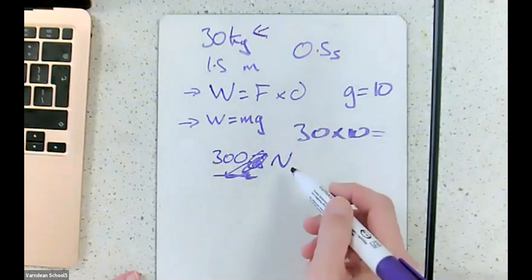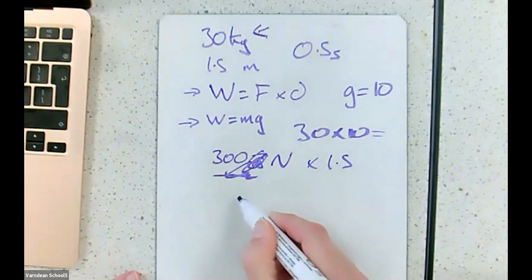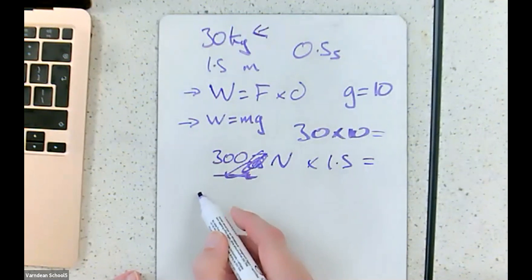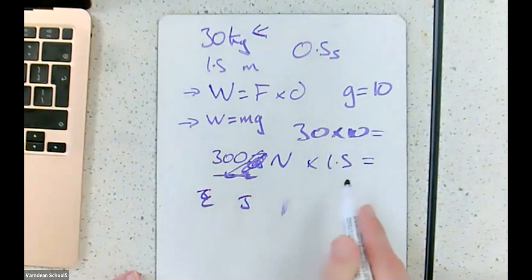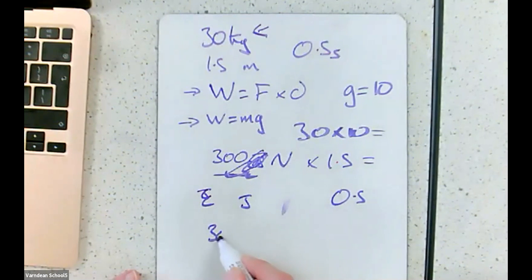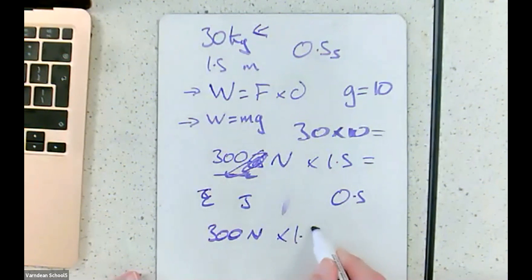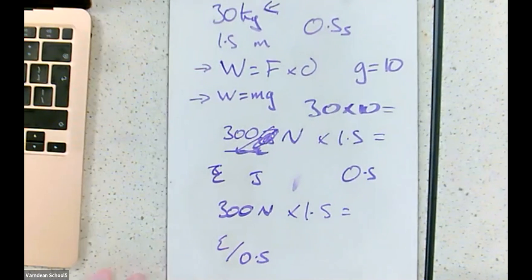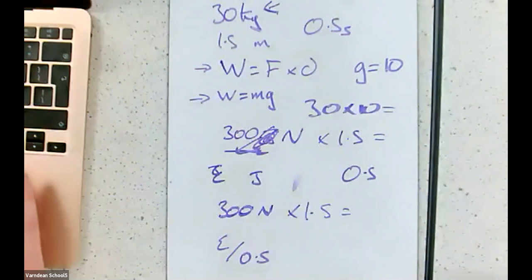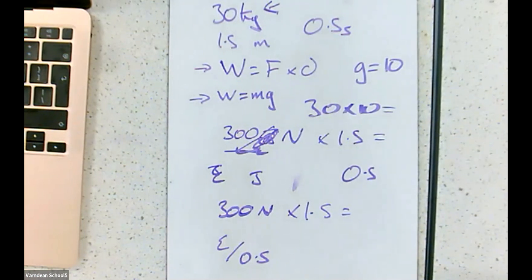So now that I've got 300 newtons, I have a distance of 1.5, which would allow me to work out my energy in joules, and I then have a time of 0.5. So I've got 300 newtons times 1.5 is going to give me energy, and then I have energy divided by 0.5. Hopefully now you could use 9.8. Yes, that would not be marked incorrect, but for the purposes of this, to make it doable for people quickly, try using 10.